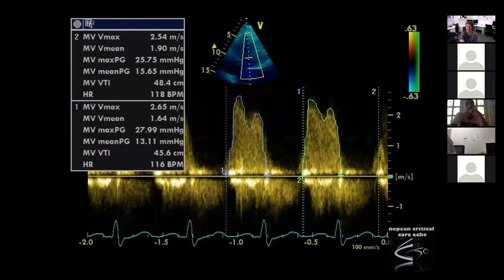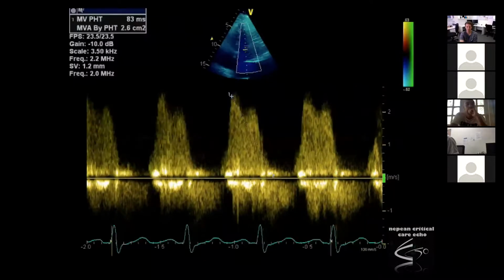overestimating mean gradient, because mean gradient is supposed to be measured when heart rate is between 60 to 80 with a sinus rhythm. Very nice. So I think this supports your argument. If I do the mitral valve area by pressure half time, I've got it measured here at 2.6 centimeters. What do you think about this measurement?